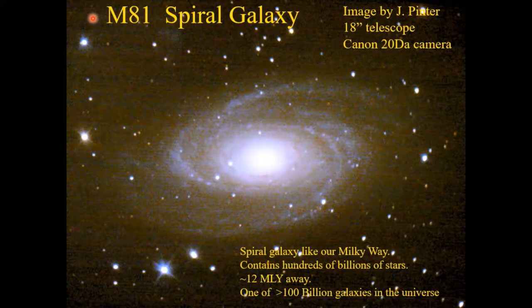Here's another galaxy called M81. This is a spiral galaxy, sort of like our own Milky Way galaxy. This particular galaxy contains hundreds of billions of stars, each star like a sun, just like our own sun, with planets. It's approximately 12 million light years away. So remember again, what that means is we're looking back in time 12 million years. That's what this galaxy looked like 12 million years ago, because that's how long it took that light to reach my camera. This is just one of more than 100 billion galaxies in the known observable universe.